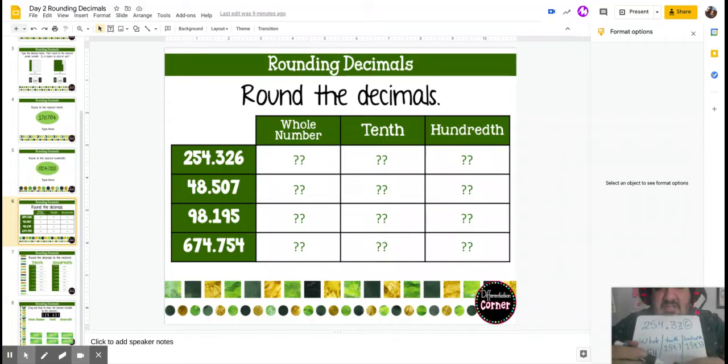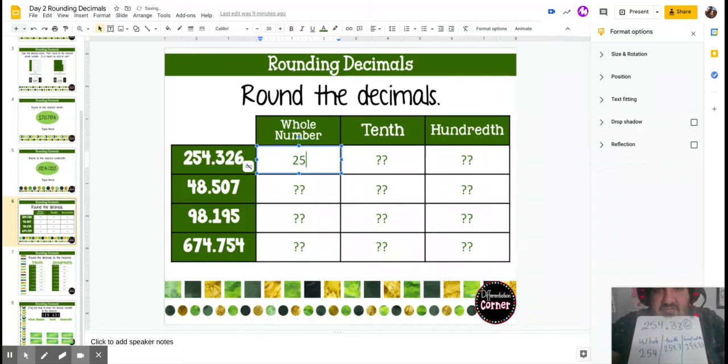So, all right. Then you're like, Mr. Morrison, what do I do on my chart? You come over here, you double click on this, 254. 254 and 3 tenths, and 254 and 33 hundredths. So 3 tenths, 33 hundredths.